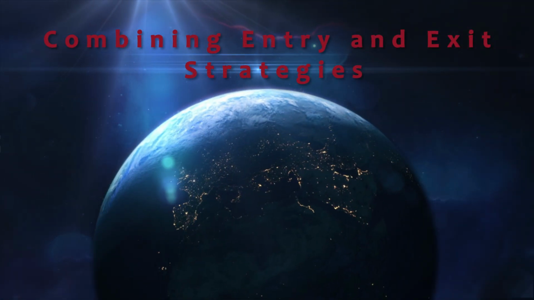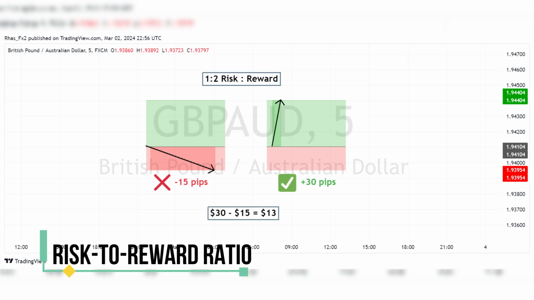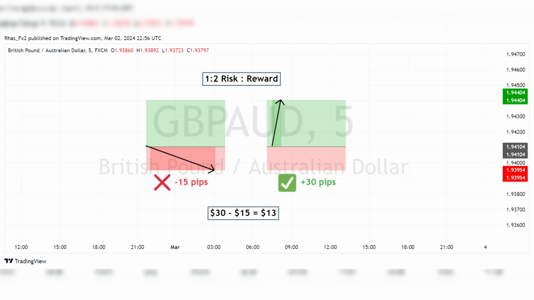To maximize efficiency, pair your entry and exit strategies. Aim for a risk-to-reward ratio of at least 1:2 to ensure potential rewards outweigh risks. Example: risking 50 pips to gain 100 pips. But try not to make the ratio too big, as this could be counterproductive.